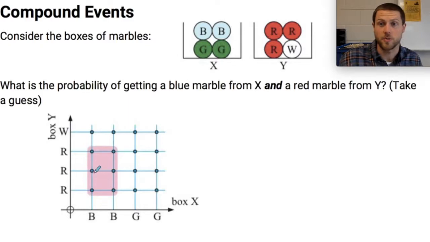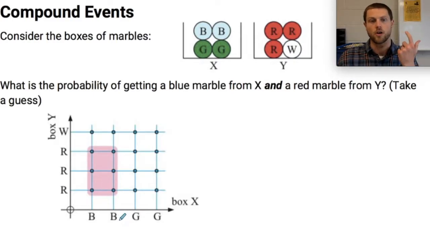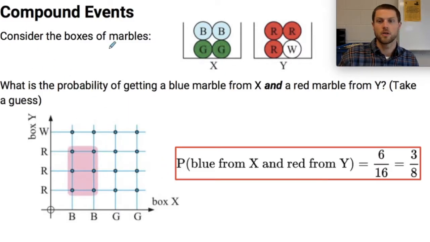Here is my sample space illustrated by a 2D grid of all the possible outcomes. Here's my box X: blue, blue, green, green. Here's my box Y: red, red, red, white. And here are all of the shaded outcomes where I have drawn both a blue from X and a red from Y. So this is a total of 6 out of the possible 16 outcomes, which reduces down to a 3/8 chance.